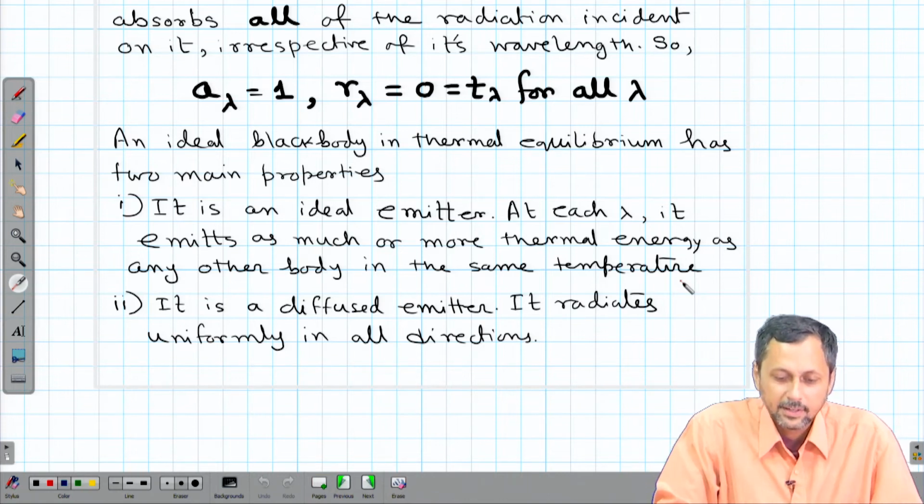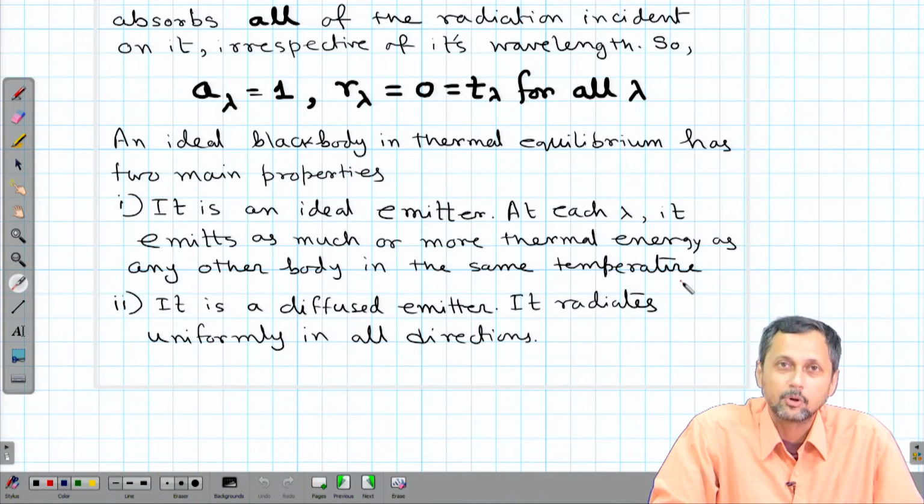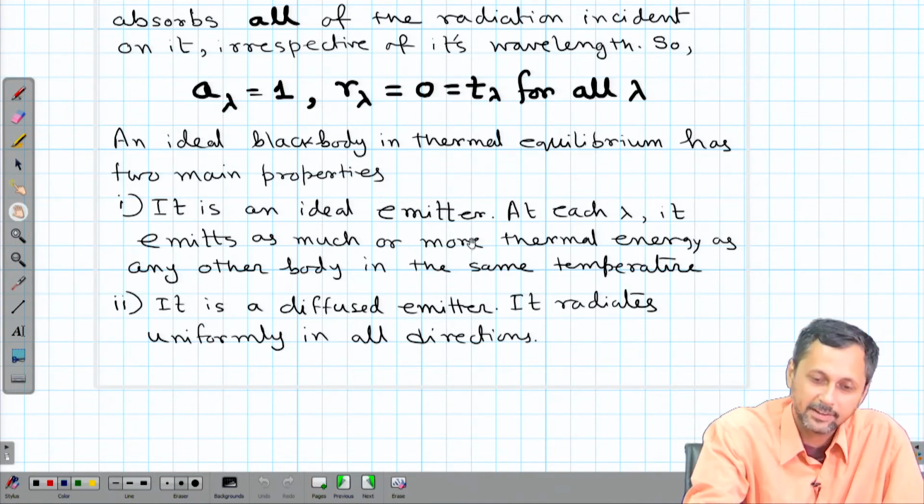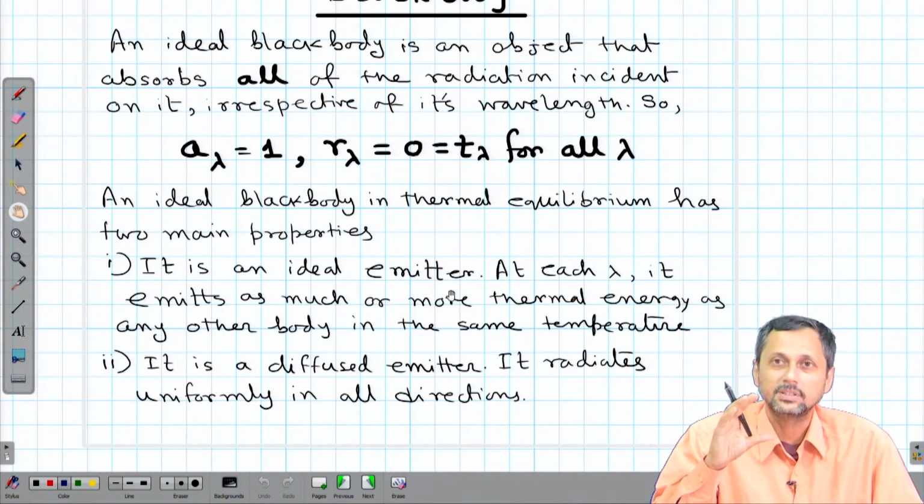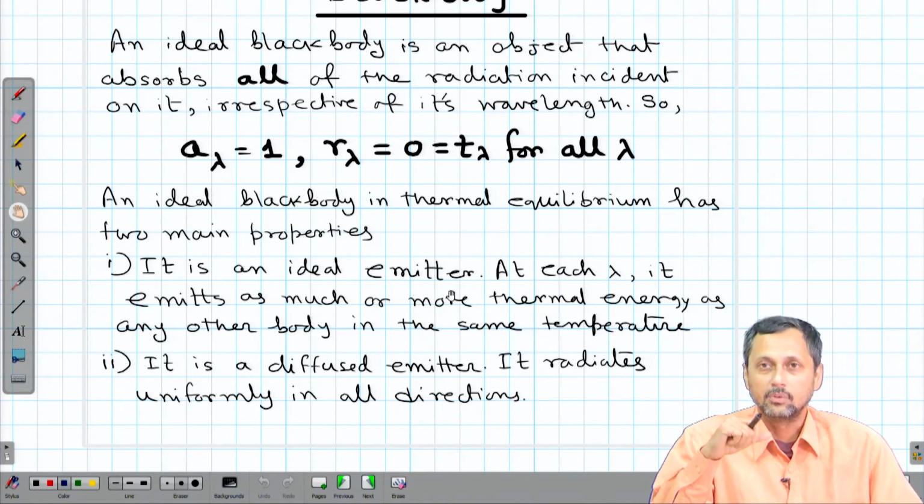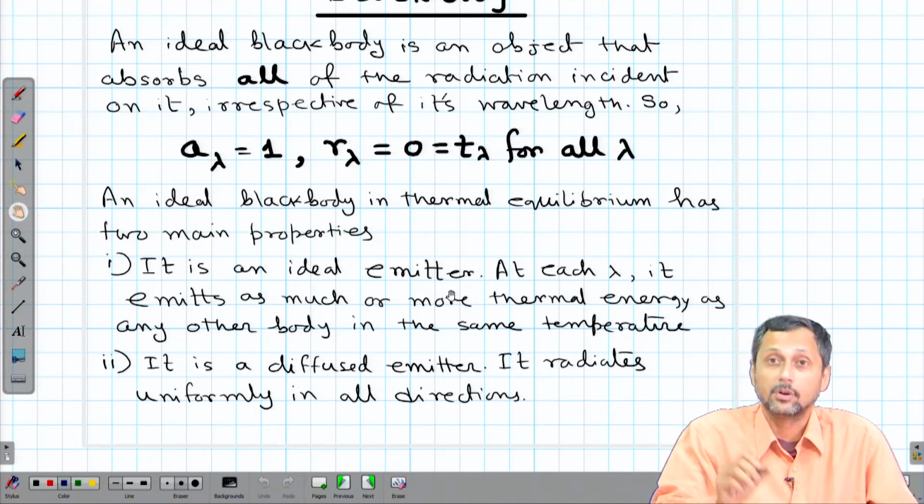And secondly, it is a diffused emitter. Diffused emitter means a black body radiates in all directions. So, although we have just started saying that black body is idealized, an object which absorbs everything, we have made two statements regarding the emission of the black body, because that is what is more interesting.